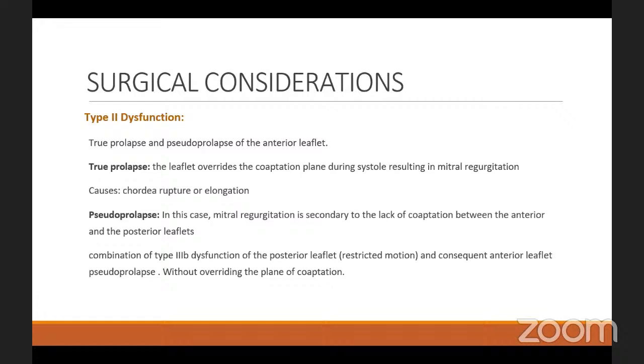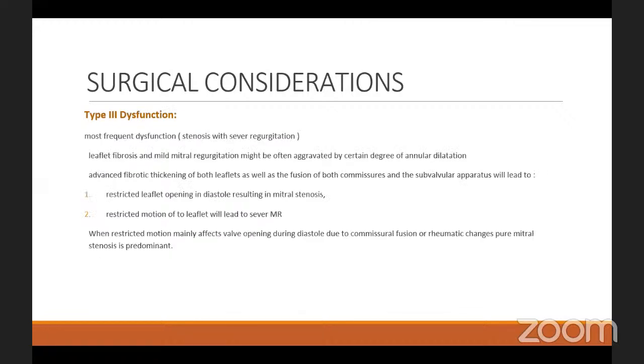So in type 1 and type 2, you have a mitral regurg rather than mitral stenosis. In type 3 dysfunction, which is the most frequent type of dysfunction, you will have stenosis with severe regurg. The pathophysiology is leaflet fibrosis and thickening of both leaflets, as well as fusion of the commissure, which will lead to restricted leaflet opening that will result in mitral stenosis, and restricted motion of the fibrosed leaflet that will lead to severe mitral regurg. When you have a restricted motion mainly affecting the valve opening during diastole due to commissural fusion, this will give you a predominant mitral stenosis.